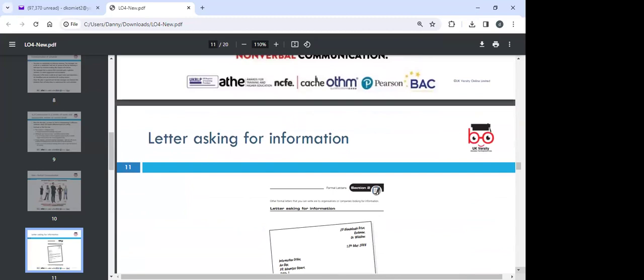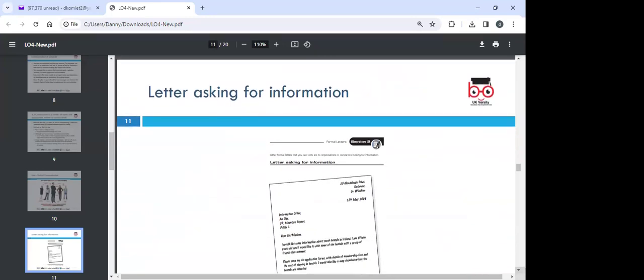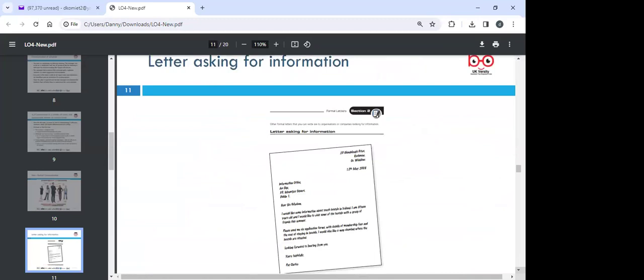So you have to know how to do a letter asking for information, how you draft it. Okay, it must have the address, the date. Madam, I would like to have some information about youth hostels in Ireland. I am 15 years old and I would like to visit some of the hostels with a group of friends this summer. Please send me 6 application forms with details of membership fees and the cost of staying in hostels. I would also like a map showing where the hostels are situated. Looking forward to hearing from you. Yours faithfully. This is how you draft a letter asking for information.